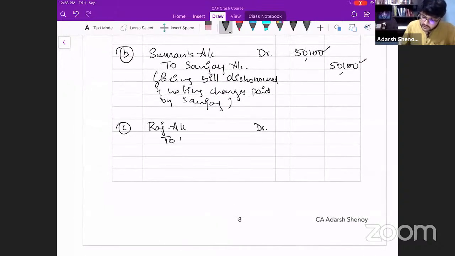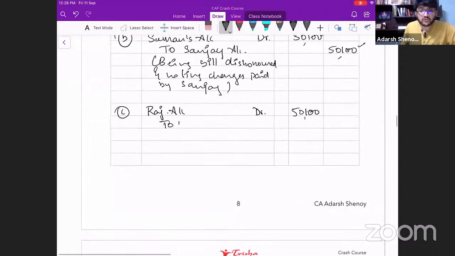The total money receivable from Raj. Raj was the one who gave me this bill, the person who gave me this bill. So I'm going to recover from him 50,100 rupees.